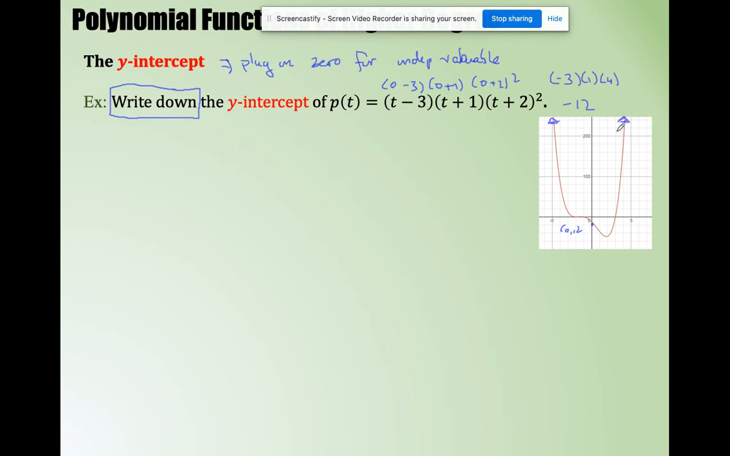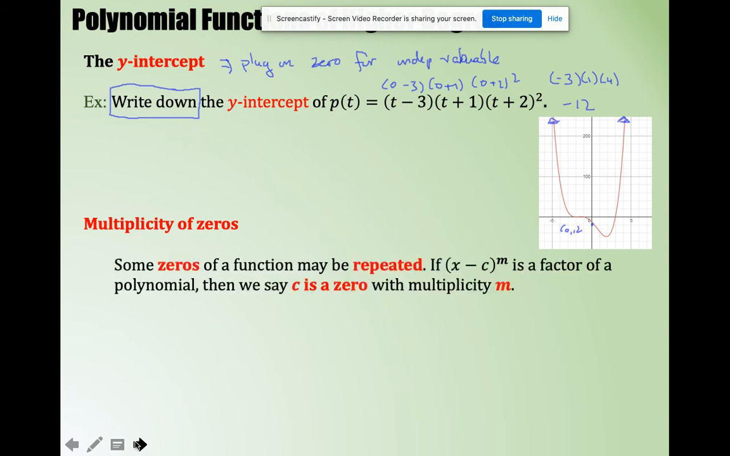I hope not, right? Here is a whole bunch of things that I can tell about this graph just by looking at factored form. The multiplicity of zeros. Some zeros of a function may be repeated. How you can tell is if x minus c, and c is just some domain number, raised to a number is a factor. How do you know it's a factor? Because you're multiplying. So look at what I have up there. c is called the zero with a multiplicity of the exponent.